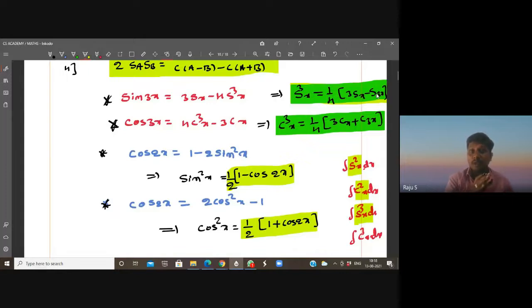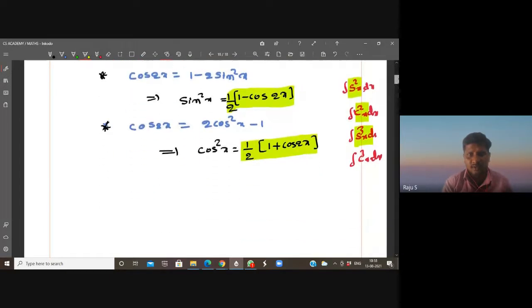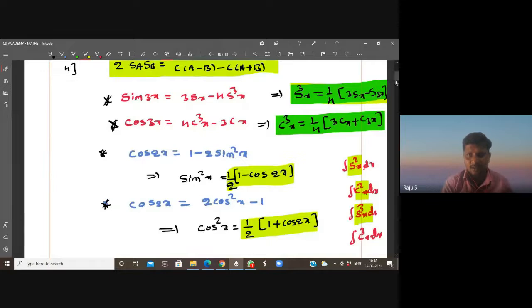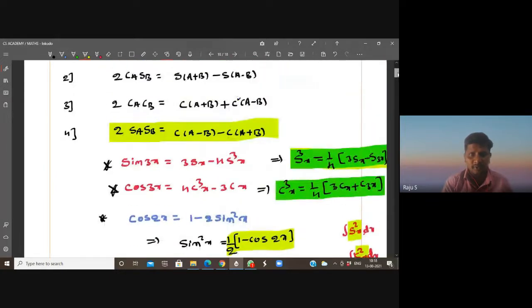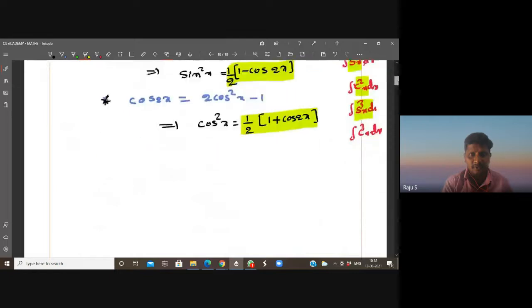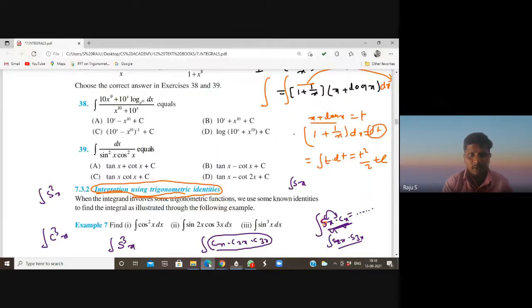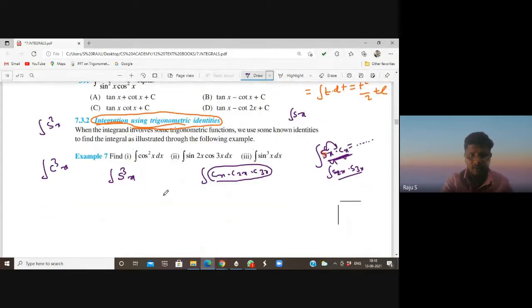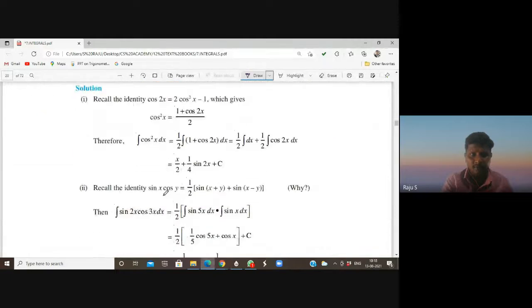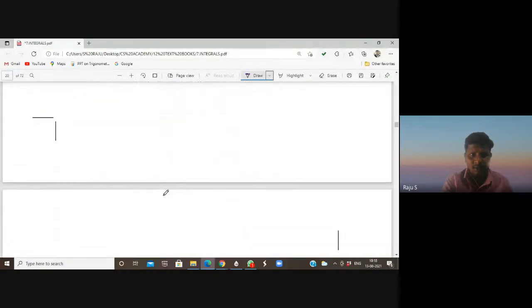But we cannot do it directly. We can convert with the help of these formulas. We can write in terms of cos 2x and sine 3x like that. Then after that we'll do it. Remember these formulas, right? These are the main trigonometric identities which we can use to evaluate the given integral.